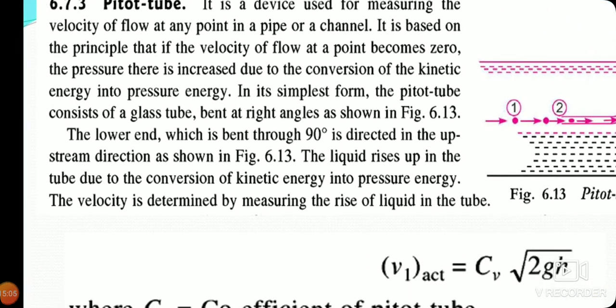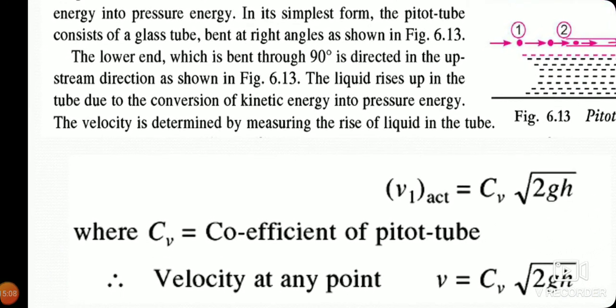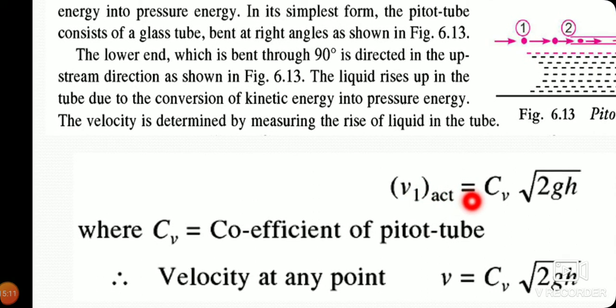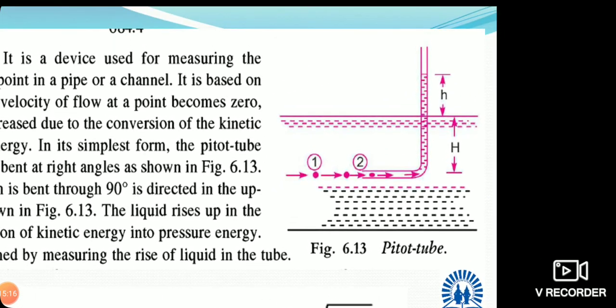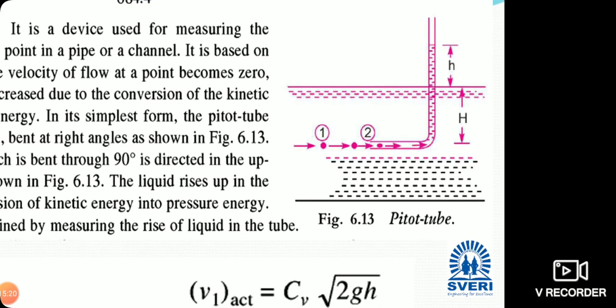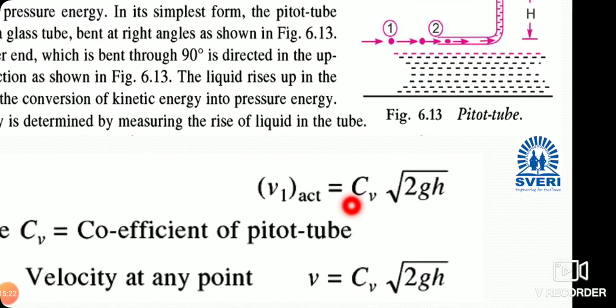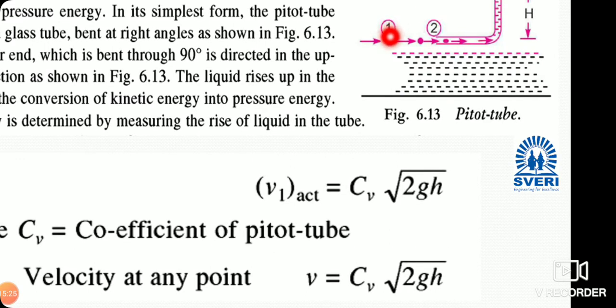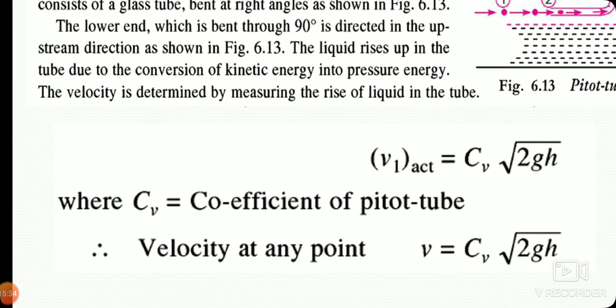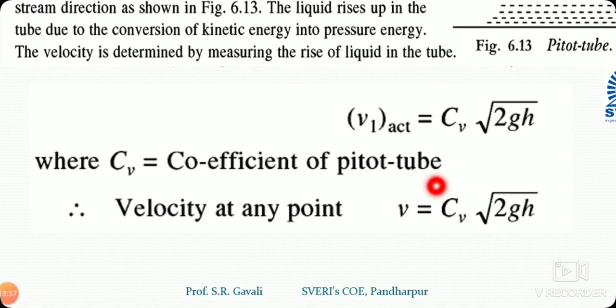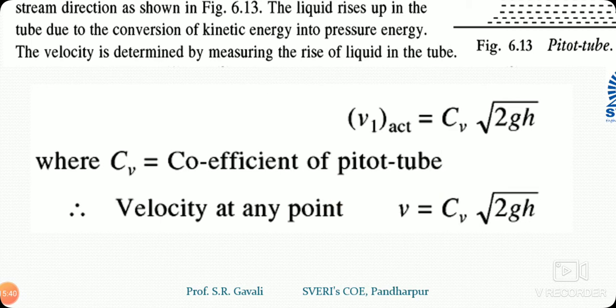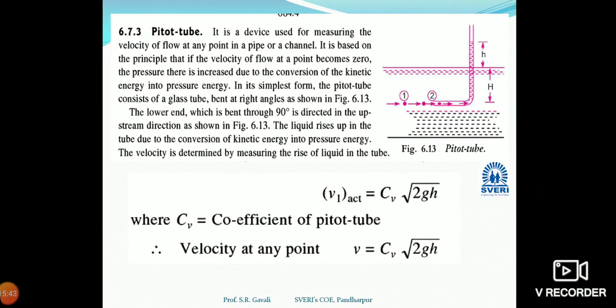So the theoretical velocity through the Venturi meter is given by V1 theoretical, which is equal to the square root of 2gh, where h is the rise of pressure due to velocity change. Therefore we want to calculate the velocity V1 at section 1. Theoretically V1 is the square root of 2gh, but actually it is Cv into root 2gh, where Cv is called the coefficient of Pitot tube or coefficient of velocity, and this value is generally taken as 0.94. So this way, by the use of the Pitot tube, one can calculate the velocity of flow at any streamline.